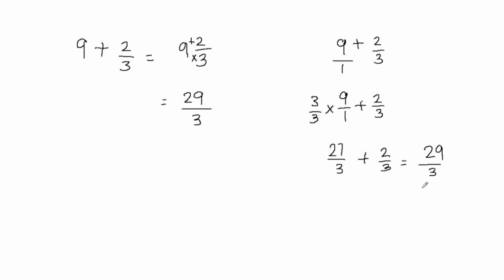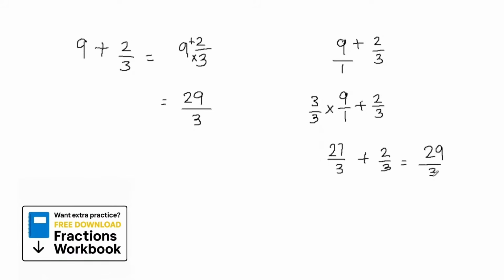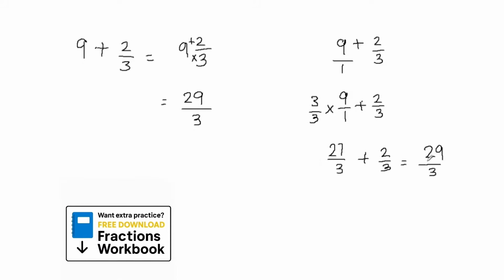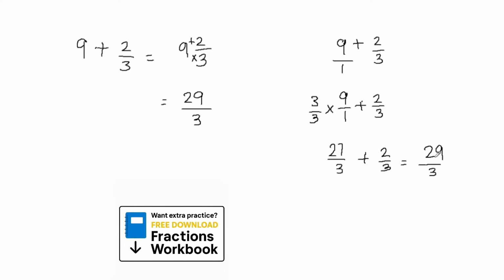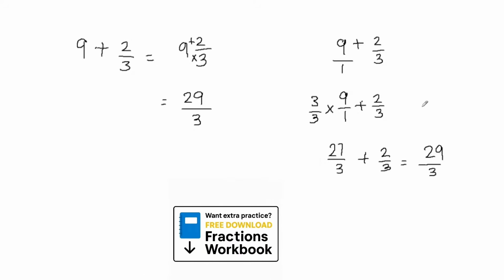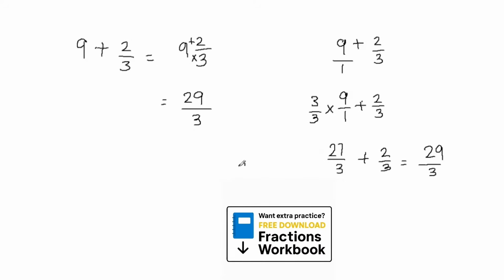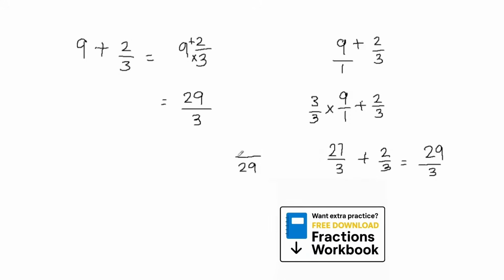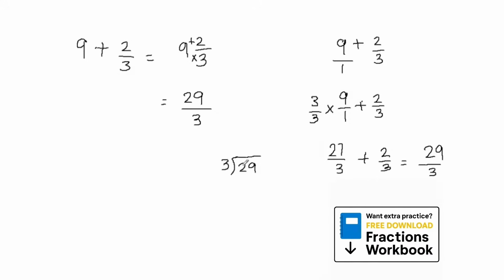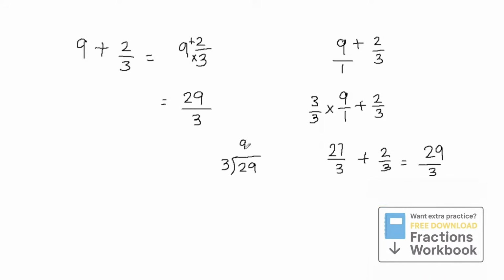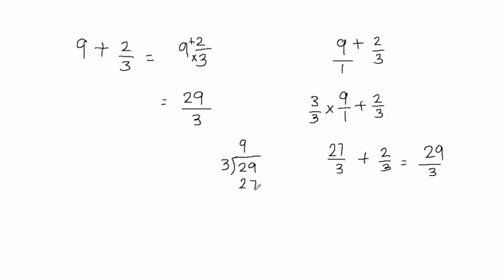Now, if I want to convert this improper fraction, this is an improper fraction, right? Because my numerator is greater than the denominator, so this is an improper fraction. Now, if I want to convert this into a mixed fraction, I can do that using the long division method. So I'm going to divide 29 by 3, right? 3 will go into 29 9 times, and I'm going to get 27. 3 times 9 is 27, and when I subtract this, 9 minus 7 gives me 2.